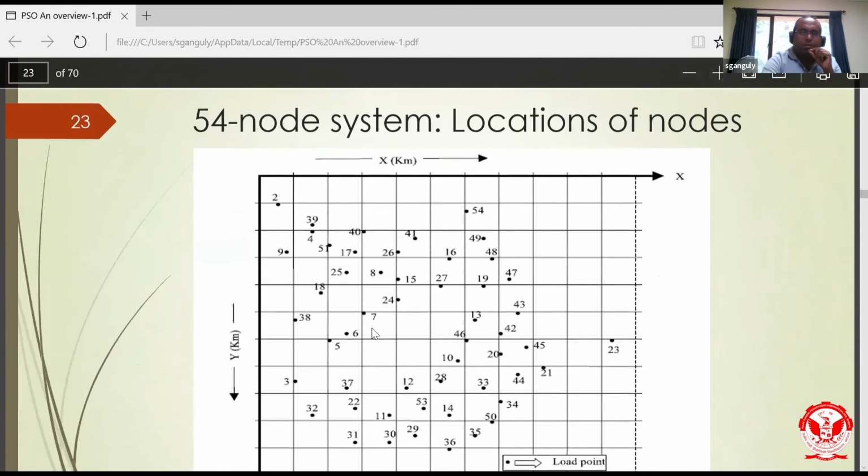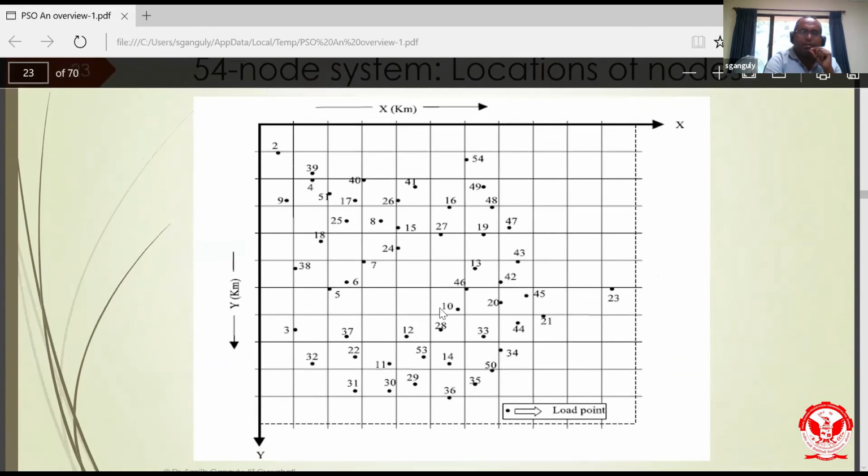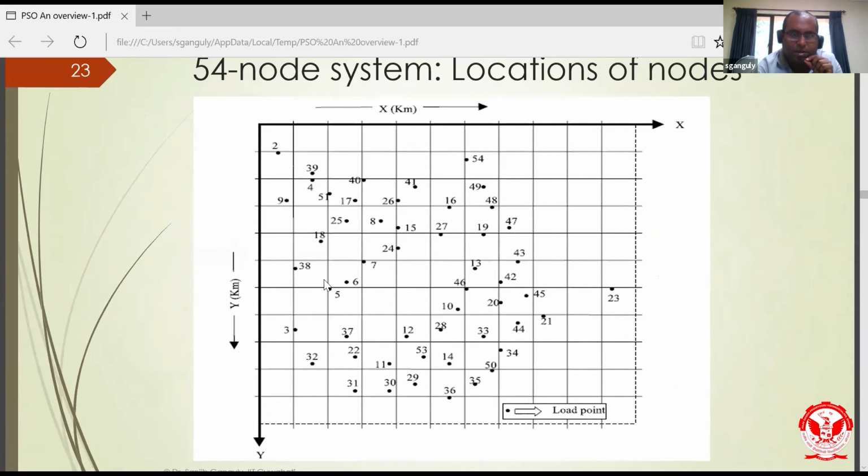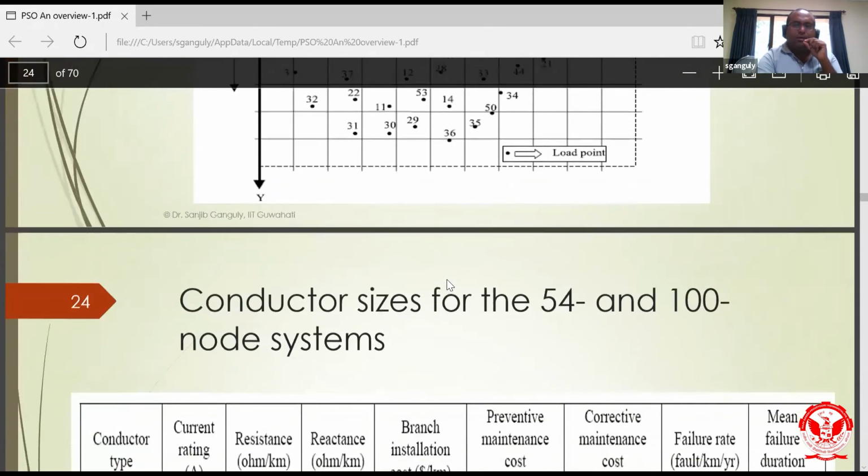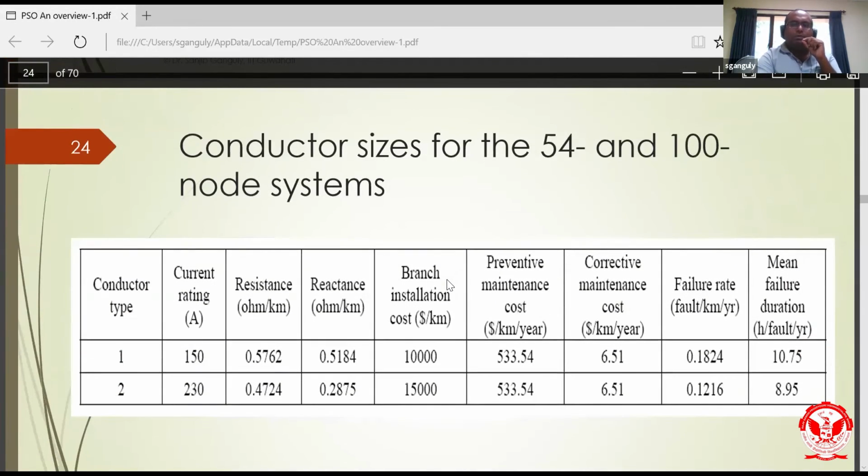Similarly, in the 54 node system, we again do not have any existing network. Somewhere here you have node number 1, where your substation is located, and then you have to connect all other nodes with the substation. I'll show you later on. For the 54 node and 100 node systems, we will use a different conductor table.